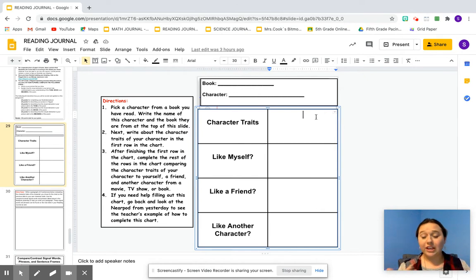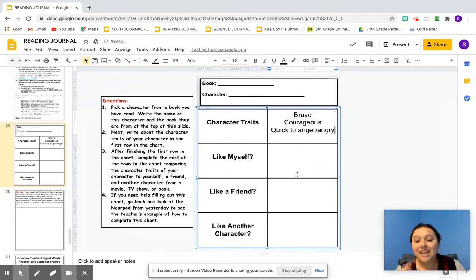So if I were filling out this chart, like you will tomorrow, I would put for character traits for Samuel, remember I had written the book here, the character here, I would put that he is brave, because he did some very brave things throughout that book. He was courageous, but he was also quick to anger, or you could just say angry.